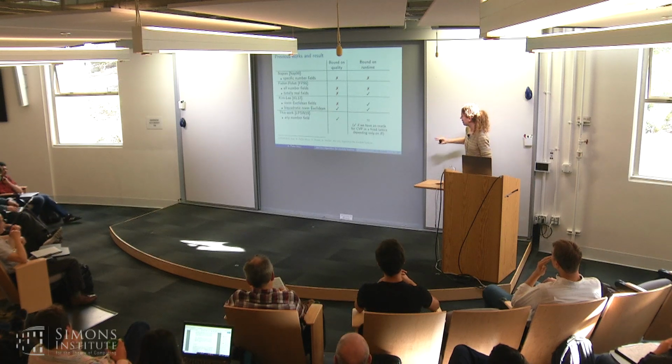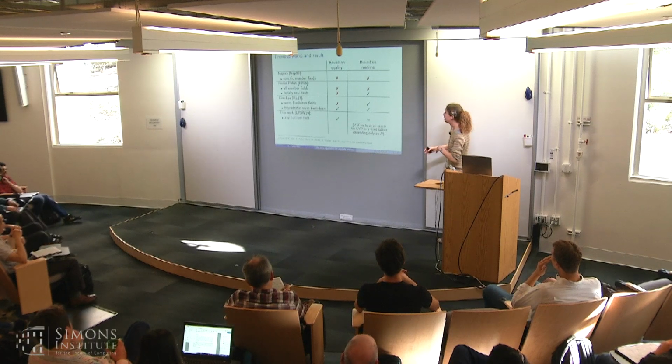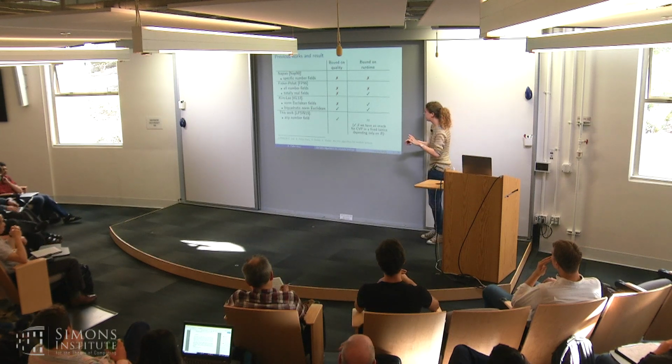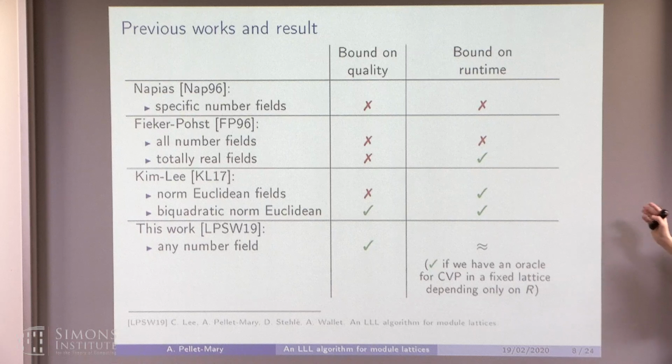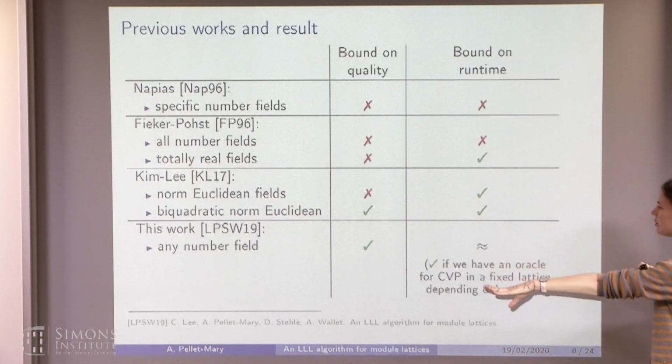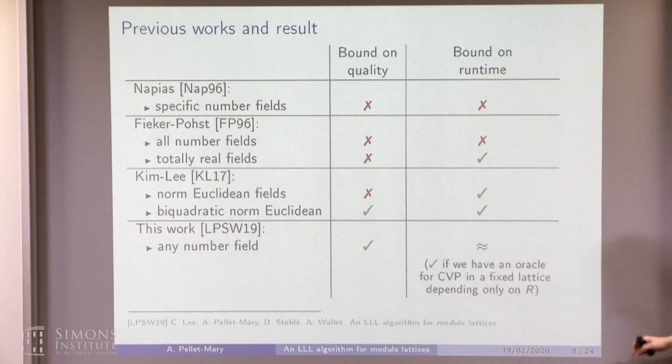Okay. Anyway, so we have a lot of restrictions if we want to do LLL related to Euclidean or not, and sometimes it's not even sufficient, I think. It depends. And so what I want to show you is something that works in any number field. And this is the main drawback: we need an oracle that solves the closest vector problem, which is something hard in general, in a fixed lattice, but this lattice only depends on the number field, not at all on the module in which we want to find short vectors.